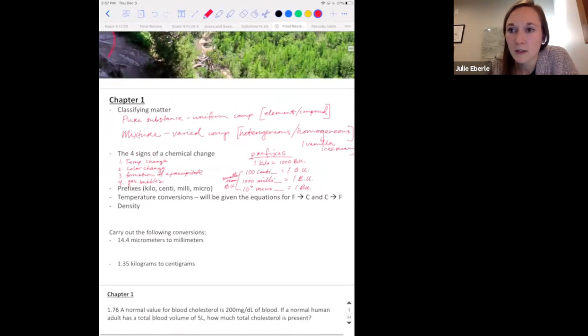We're going to do a couple practice problems with these in a second. The next big thing from chapter 1 were temperature conversions. I will give you the equations for Fahrenheit to Celsius and Celsius to Fahrenheit. Those were on your exam 1 resources page anyways. Any equations that were on resources page from any exams you'll have on a collective resources page.